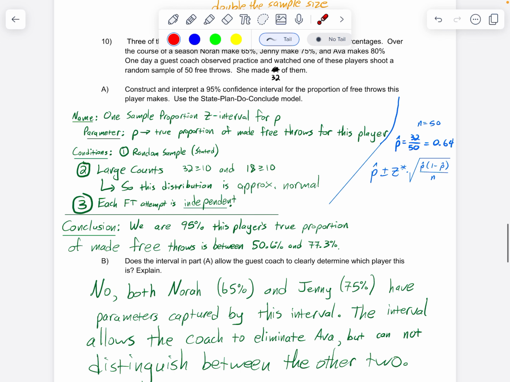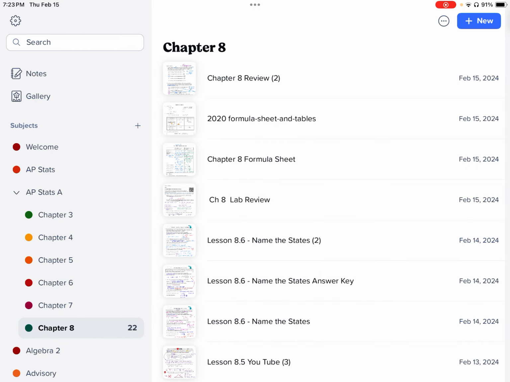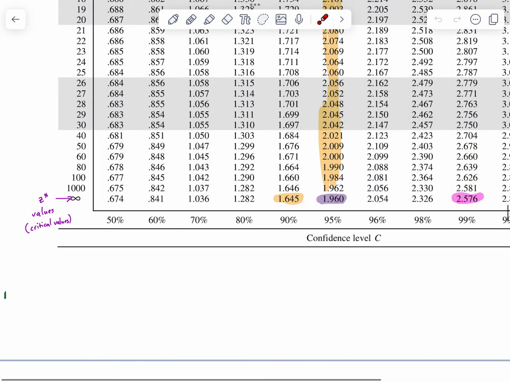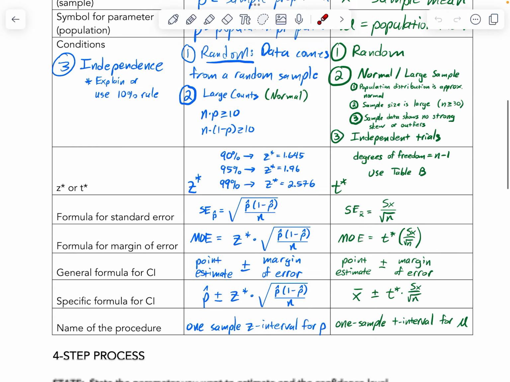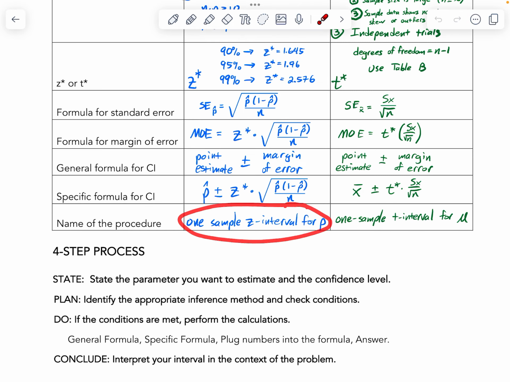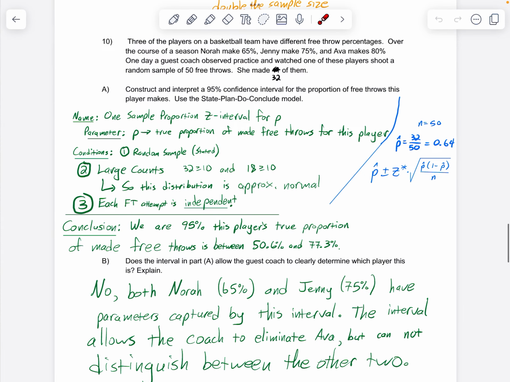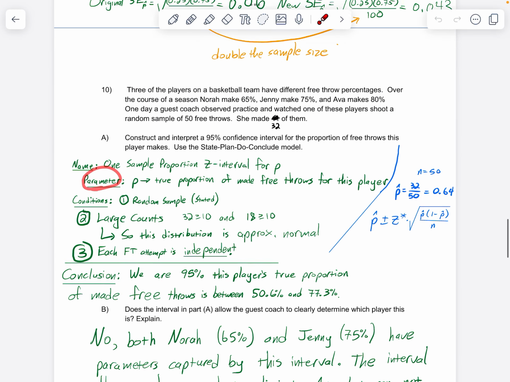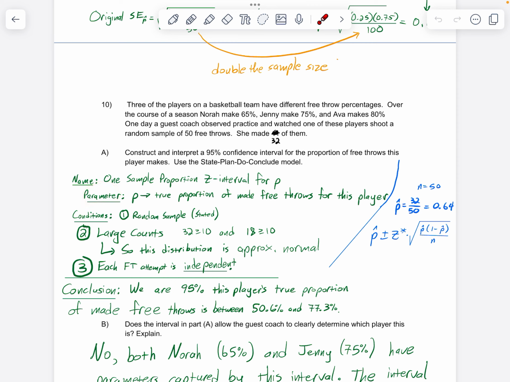So you have to first name it. This is on your cheat sheet. One sample proportion Z interval right down here for P. Okay, and here's the other name over there. All right, name it first. Name your parameter, which is what we're measuring. It is the true proportion of made free throws. And technically, it's for this one player, right? We don't know which player because it doesn't name the player.